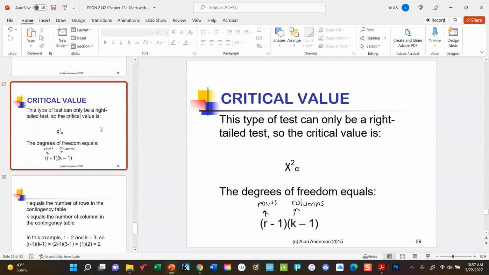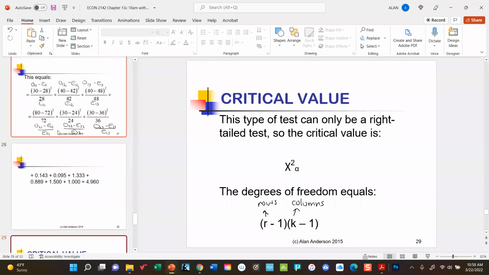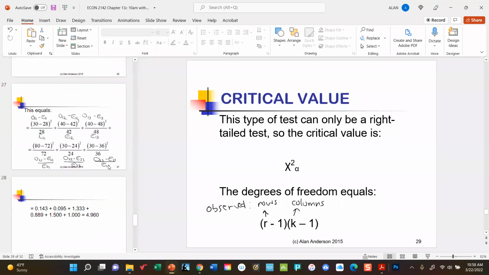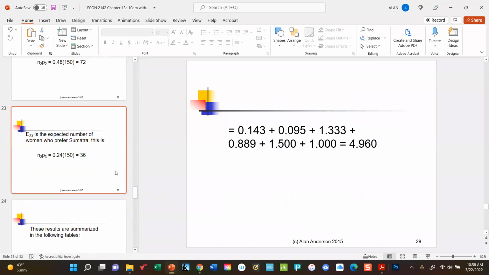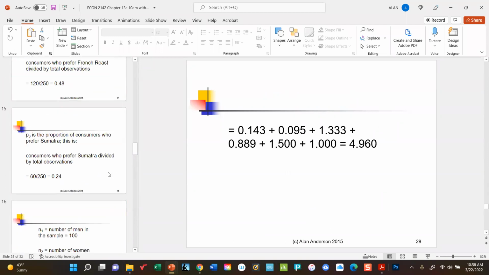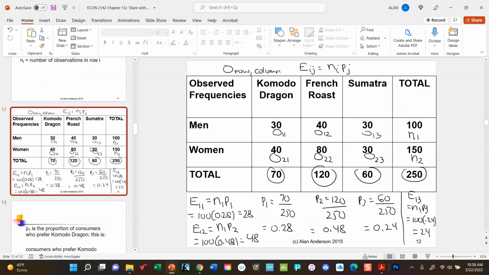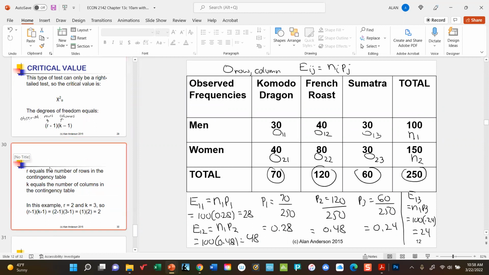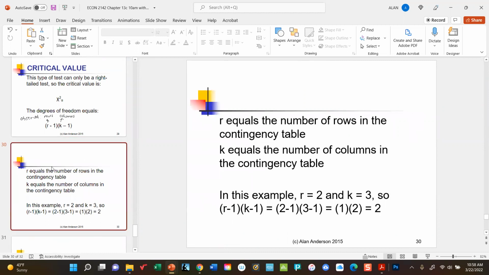Remember, when we started out, you look at the observed frequencies, and this is for the observed frequencies. There were 2 rows and 3 columns. That's all you need to know. And not the totals, but there's 1 row for men, 1 for women, 2 rows total, 3 flavors of coffee, 2 rows, 3 columns. All right, so in our example, that ends up being 2 minus 1 times 3 minus 1, which is just 2.